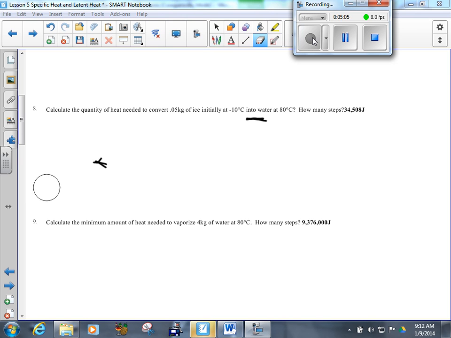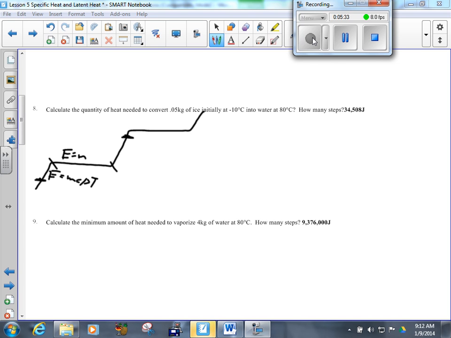Okay, so for number 8, we'll simplify here. For number 8, I will have, I think, 3 steps. So there's my heating curve. It says I'm starting with ice at minus 10 degrees, and I'm going to water at 80. So here's where I'm starting, and here's where I'm finishing. That means I have 3 steps. I will have this step here, where I will use E equals mc delta T to heat the ice by 10 degrees. Then I will melt the ice, E equals mLF, and then I will heat the water, E equals mc delta T. Everybody with me so far?